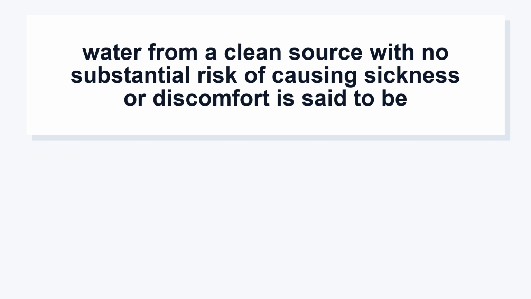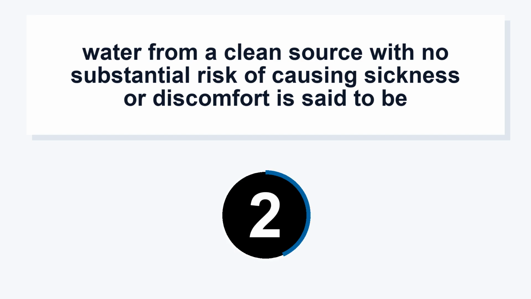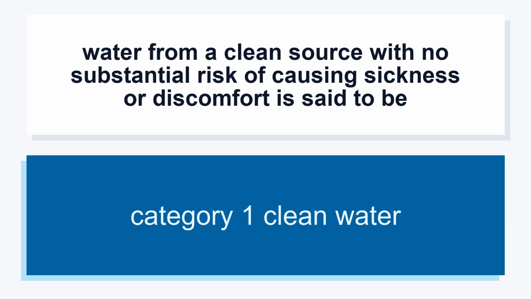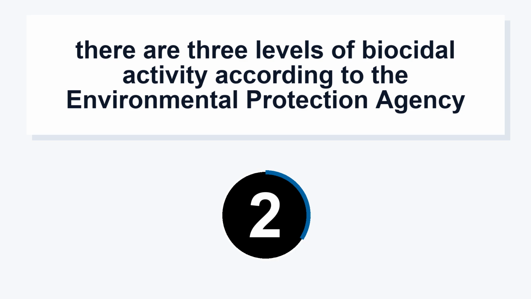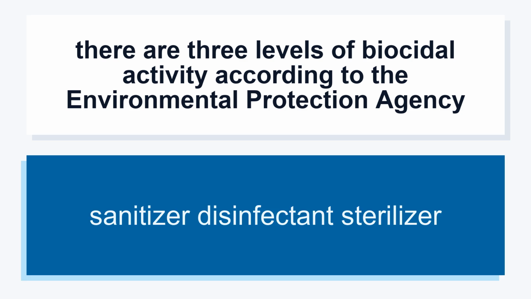Water from a clean source with no substantial risk of causing sickness or discomfort is said to be Category 1 clean water. There are 3 levels of biocidal activity according to the Environmental Protection Agency: sanitizer, disinfectant, sterilizer.